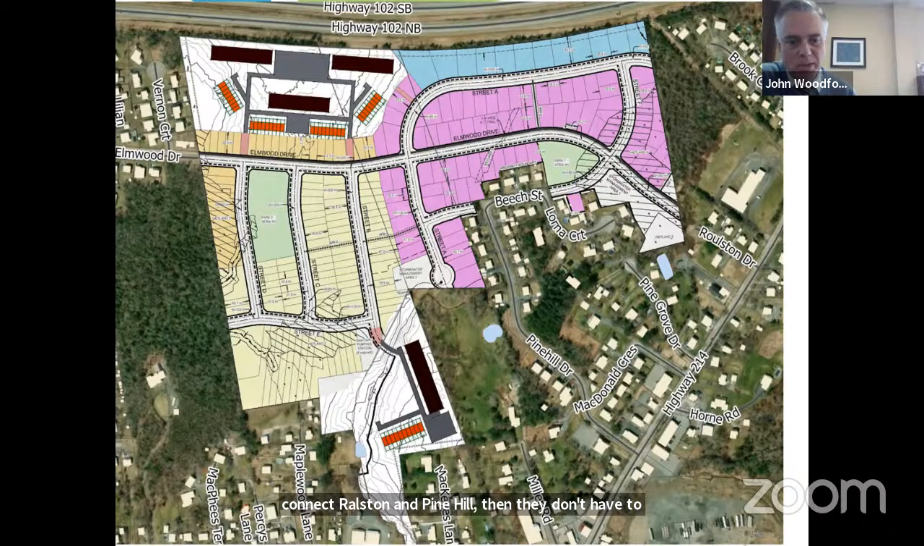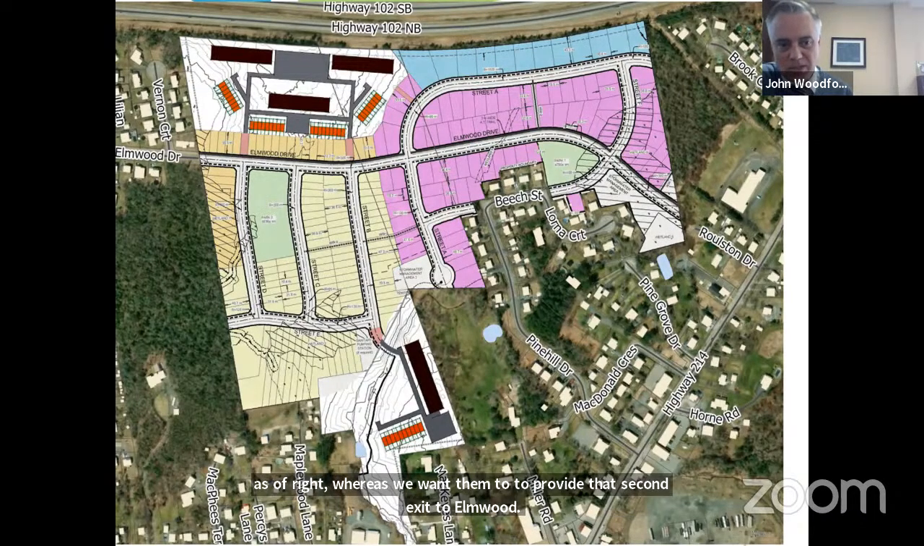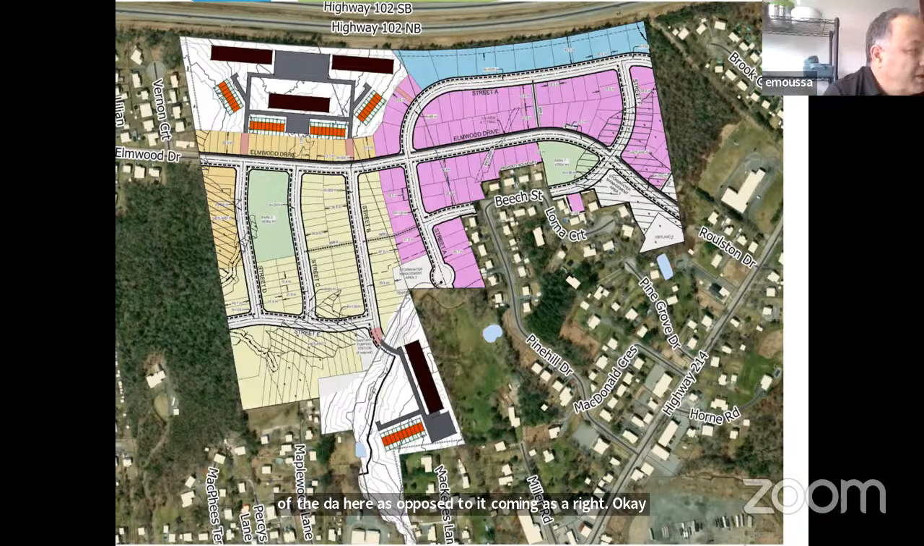So they could continue building this subdivision and never connect to Elmwood as of right. Whereas we want them to provide that second exit to Elmwood. It's really a service to Elmwood as opposed to this development. So I guess that's one of the advantages we see of the DA here as opposed to it going as of right. Okay, I'm lost here.